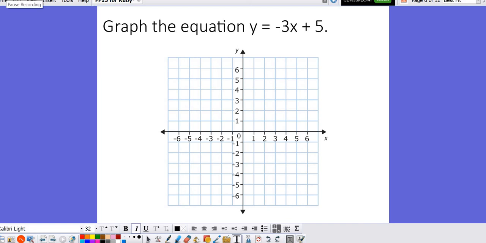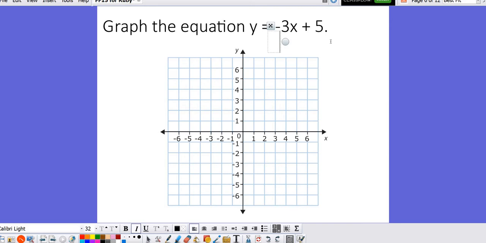All right, guys, so now we're going to have some fun with graphs. Now, if you read this, graph the equation y equals negative 3x plus 5, you have to remember what all of these pieces mean. Now, I don't have my stylus with me at home, so I'm actually going to type some stuff, which is a little weird, I know, but just bear with me.